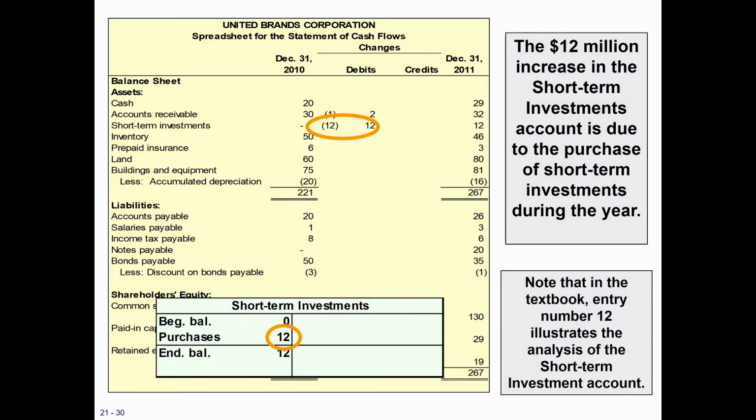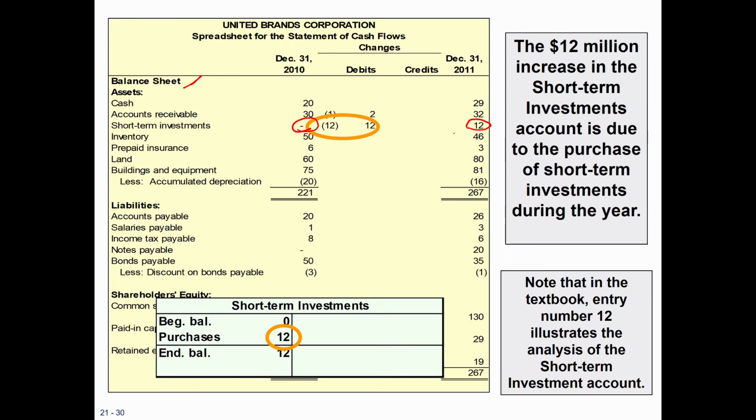So another example is related to short-term investment. Look at the balance sheet spreadsheet, which is our first spreadsheet. Remember, we have the balance sheet spreadsheet, the income statement spreadsheet, and the cash flow spreadsheet. You can see here that at the beginning of the year, the short-term investment was 0. By the end of the year, it became 12.